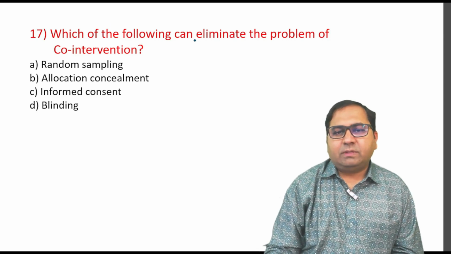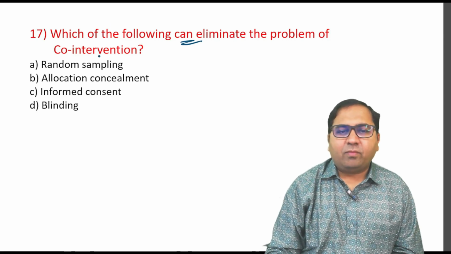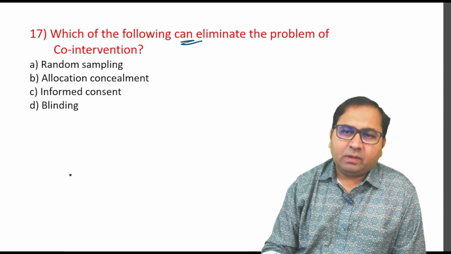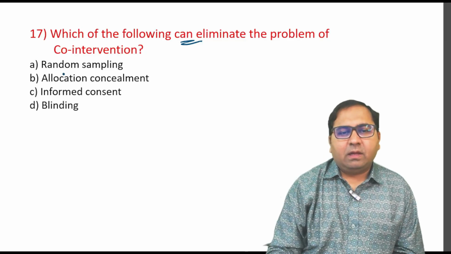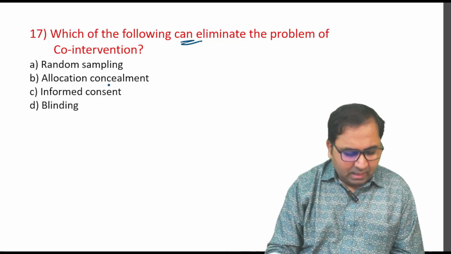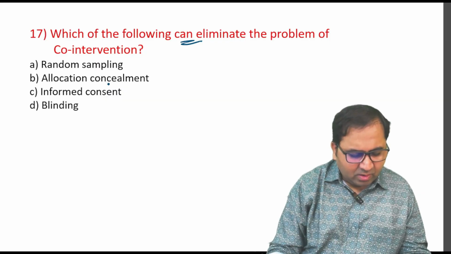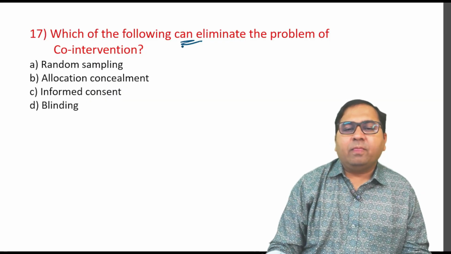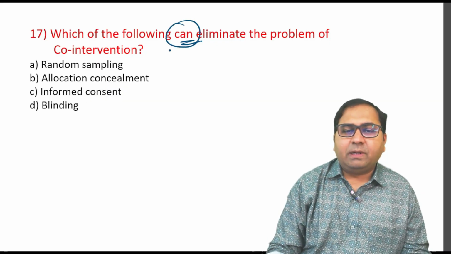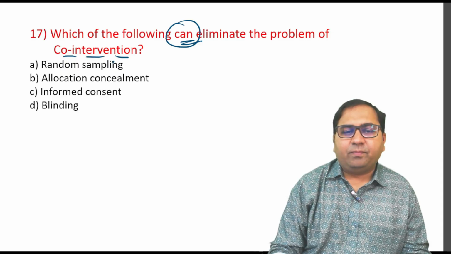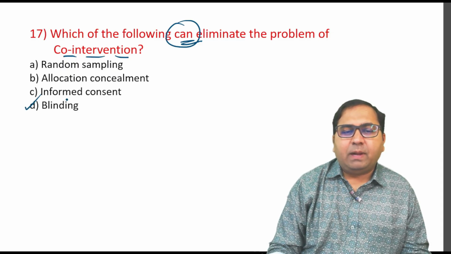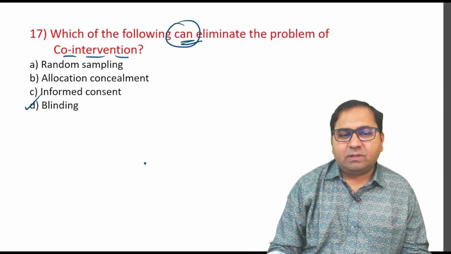Next question. Which of the following can eliminate the problem of co-intervention? The options are A. Random sampling, B. Allocation concealment, C. Informed consent, or D. Blinding. The answer is D. Blinding will eliminate the problem of co-intervention. Please remember this point.